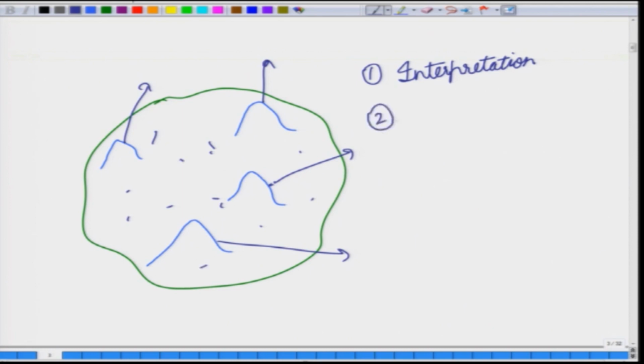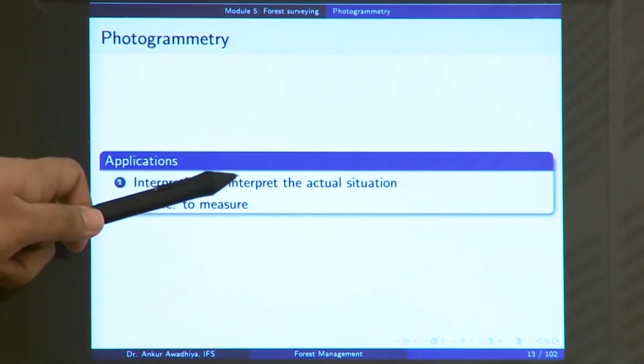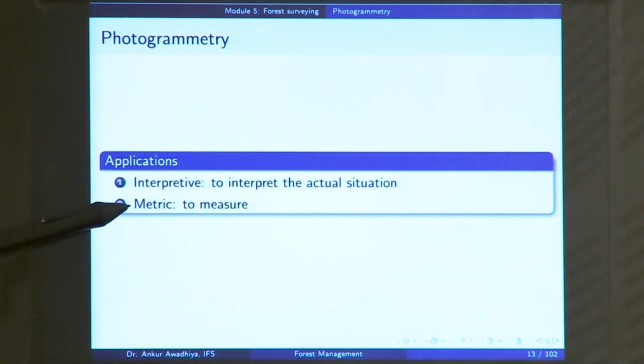The second thing is that you can do measurements. So, in the case of say this hill, what is the height of this hill? What is the location of this hill? If you measure these, then we say that we are using photogrammetry for a metric cause. So, there are 2 applications. One is interpretive, to interpret the actual situation, and 2 is metric, that is to measure different things.